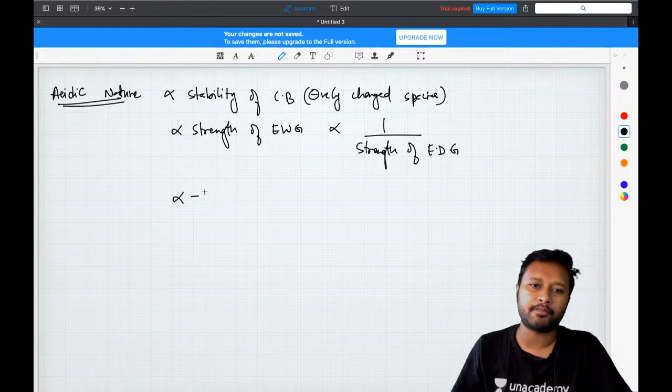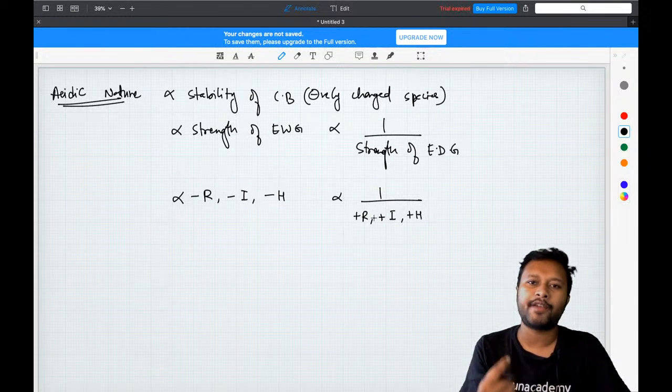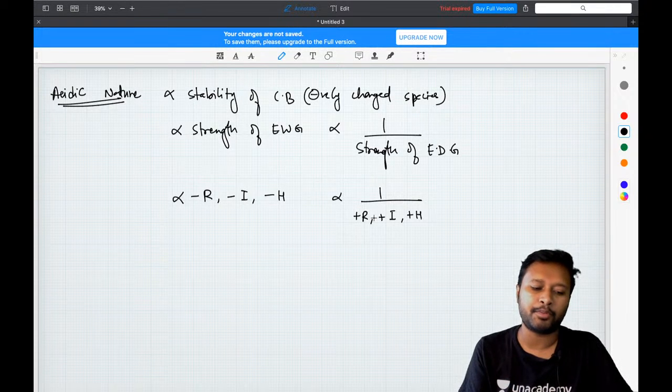It is also proportional to some of the effects: minus R effect, minus I effect, minus H effect. This is resonance, this is inductive effect, and this is hyperconjugation. It is inversely proportional to plus R effect, plus I effect, and plus H effect. You have to give more preference to the resonance effect, then to the hyperconjugation effect, and the least preference to the inductive effect.